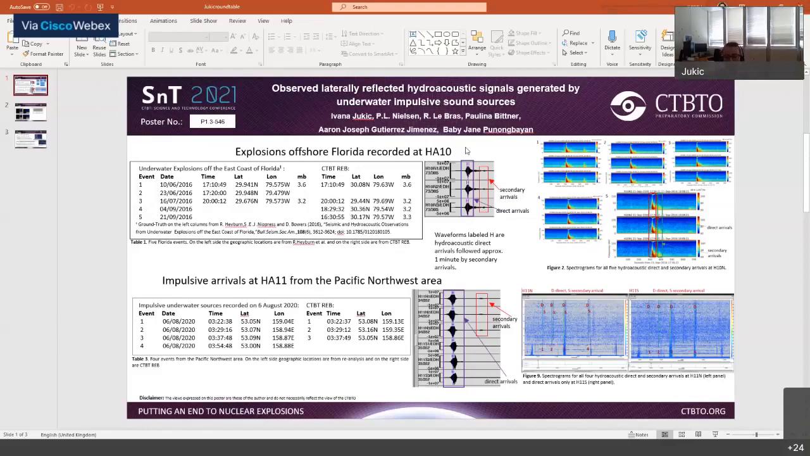The main goal of this presentation is to show the results of processing observed laterally refracted hydroacoustic signals generated by underwater impulsive sound sources. We analyzed five known underwater explosions detonated close to the east coast of Florida in 2016 and 4 impulsive underwater sources from the Pacific Northwest area recorded on 6 August 2020. In both cases, we observe impulsive direct arrival and 1 minute later lower in energy secondary arrival. We assume these secondary arrivals are due to coastal reflections.